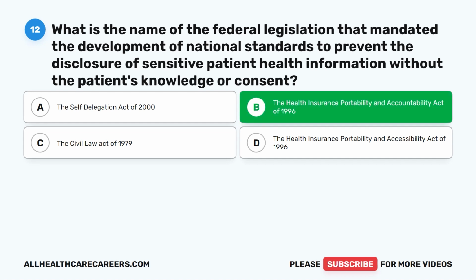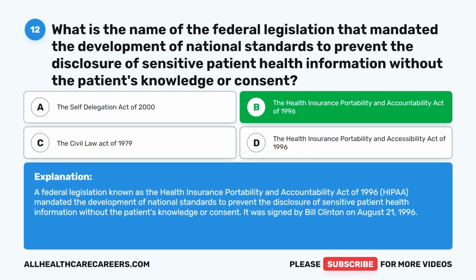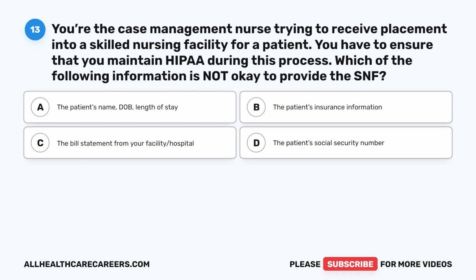The Health Insurance Portability and Accountability Act of 1996. A federal legislation known as the Health Insurance Portability and Accountability Act of 1996, HIPAA, mandated the development of national standards to prevent the disclosure of sensitive patient health information without the patient's knowledge or consent. It was signed by Bill Clinton on August 21, 1996.